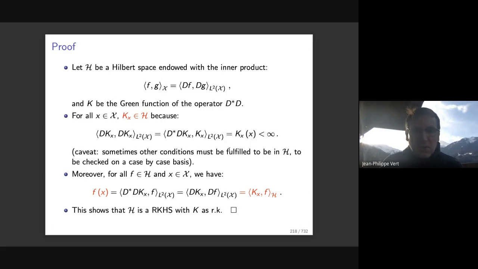So you see this is quite abstract and general, but again, the take-home message is that if you start with some differentiable operator D and you want to design a space of functions where the norm is equal to the L2 norm of Df using prior knowledge, then you can often rewrite it as an RKHS. And to find the kernel, you need to solve the problem of what is the Green function of the operator D star D.